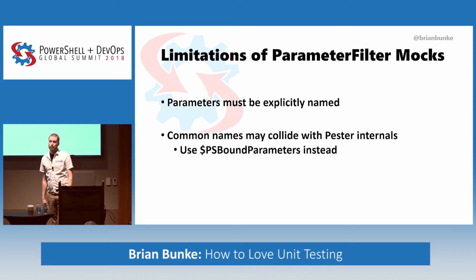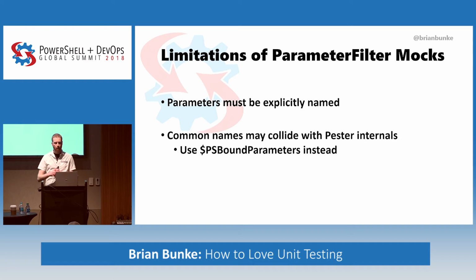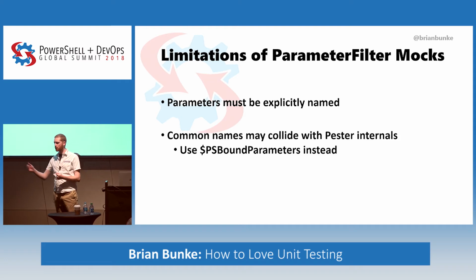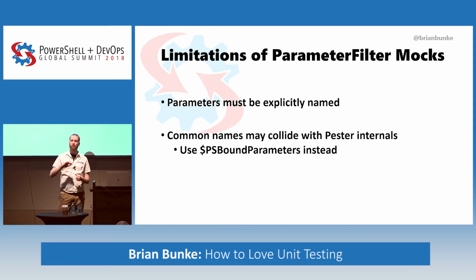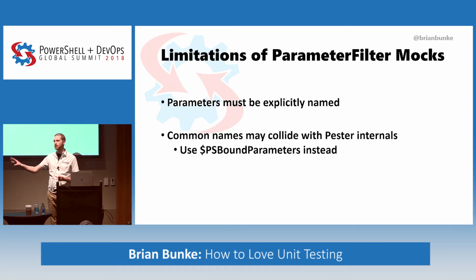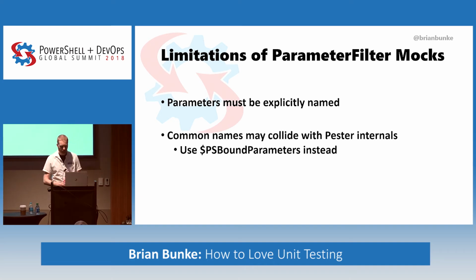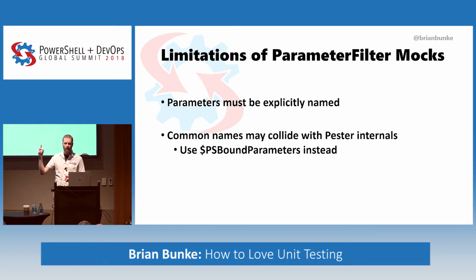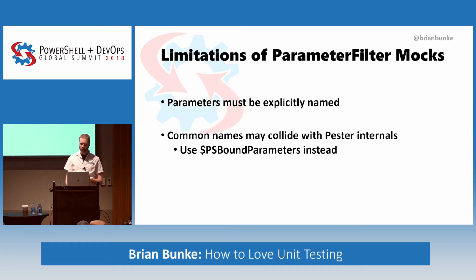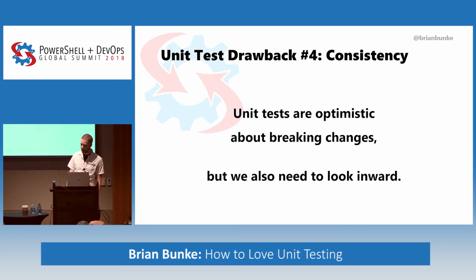All right, when you start using parameter filter mocks, a couple of gotchas with Pester right now. Parameters must be explicitly named. So if you are calling functions with positional parameters, parameter filter will not figure that out. And if you are piping things in to a parameter, parameter filter also will not figure that out. So you need to know that going in, at least with the current version of Pester. And a tidbit from the Pester book: common parameter names may collide with Pester internals. I haven't run into that, so I don't know which names it is, but you can leverage PSBoundParameters if you hit that.